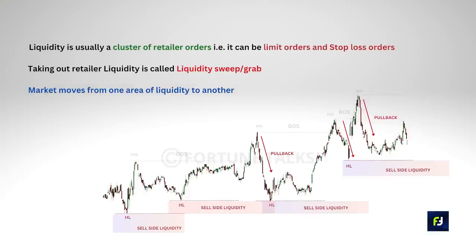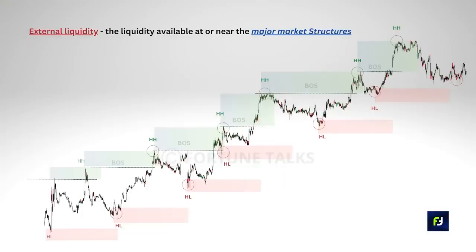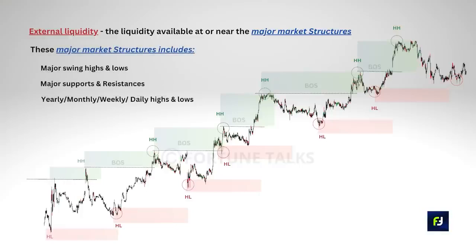And we have also talked about buy side and sell side liquidity. Then we have discussed major or external liquidity, which in short is the liquidity available at or near the major market structure, which includes the major swing highs and major swing lows. You will get a good idea on market structures if you watch my video on the same topic in episode 1 of this course. In addition to this, major liquidity can also be found at or near higher time frame supports and resistances, weekly or daily highs and lows, etc.